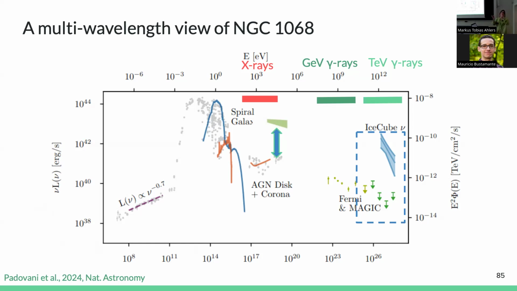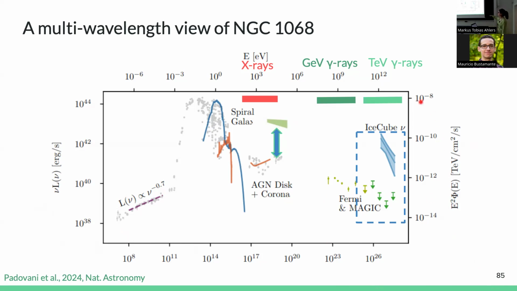So this is what we do in the blazar business. We model the photon distributions. We have some predictions for the neutrinos. We try also to compare with diffuse flux measurements and so on. But what about NGC 1068, which is the other nearby Seyfert galaxy, one of the best studied in astrophysics because it's very nearby? Here you can see the full spectral energy distribution of that source.